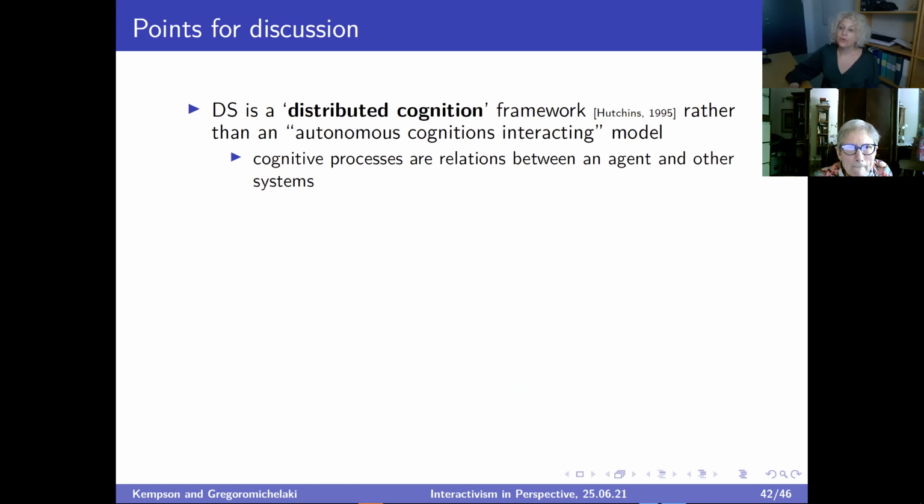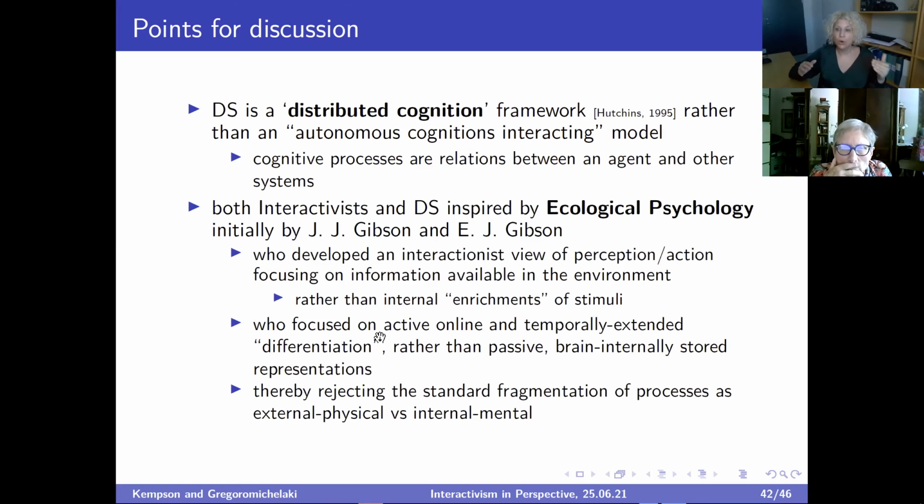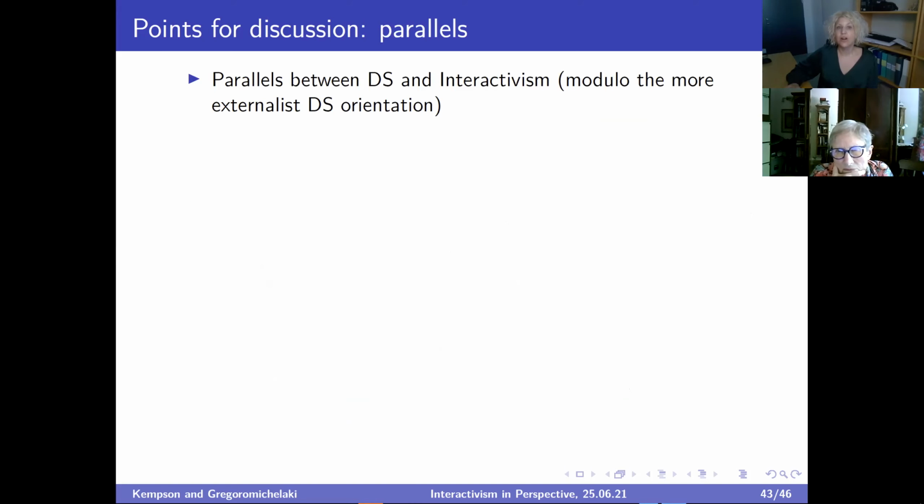We would like now to mention a few points of discussion that we would like to pursue as a dialogue between DS and Mark's interactivism. DS has been framed as a distributed cognition framework rather than assuming the fundamentality of the autonomy of agency. However, both interactivism and DS have been inspired by Gibson's ecological psychology, so a lot of common ground should be found here. From that perspective, then, there are parallels between DS and interactivism, perhaps modulo the more externalist DS orientation.